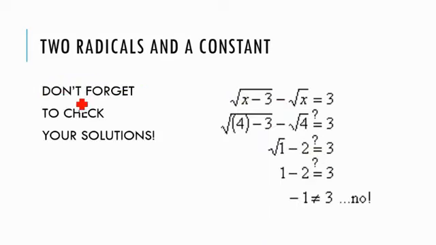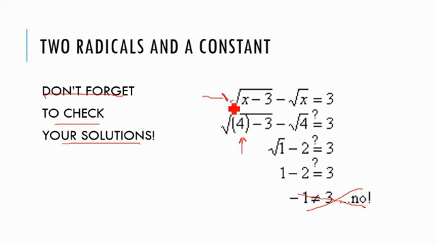I'm not done. Don't forget to check your answers. There isn't always necessarily a solution. You see here, if I substitute 4 in, I get a false statement. Negative 1 does not equal 3. Therefore, that is not a valid answer. It is an extraneous solution, and therefore there are no solutions to that problem.